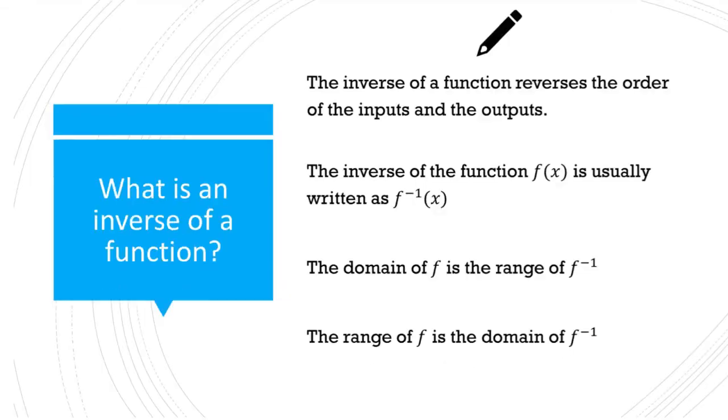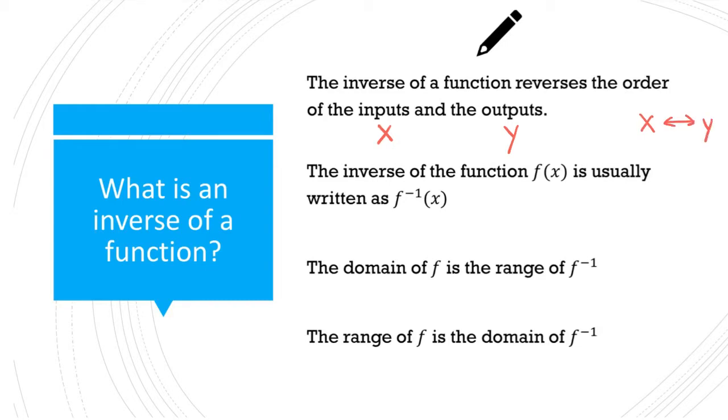Let's get going. So first, the question is, what is an inverse of a function? An inverse is kind of like a reverse or a flip or a switcheroo. The inverse of a function reverses the order of the inputs and the outputs. Now, what we mean by inputs and outputs is inputs are usually our x's and the outputs are generally our y's. So what we are doing when we're finding an inverse is we are switching the x's and the y's.